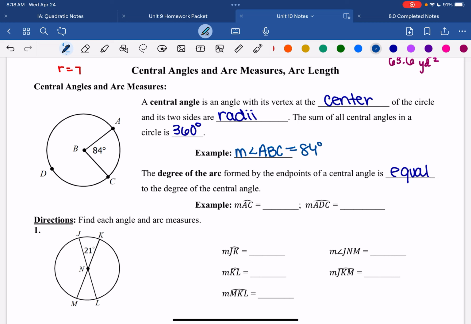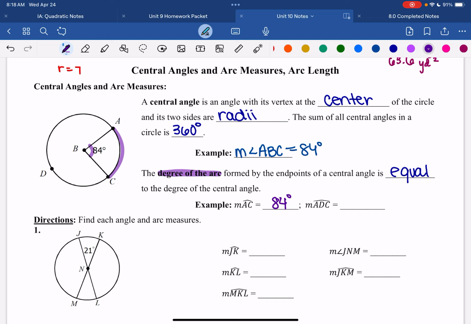So the degree of an arc formed by the endpoints of the central angle is equal to the degree of our central angle. So in this case, it's saying this degree right here of that arc is going to be equal to your angle. So the measure of arc AC is going to be 84 degrees.